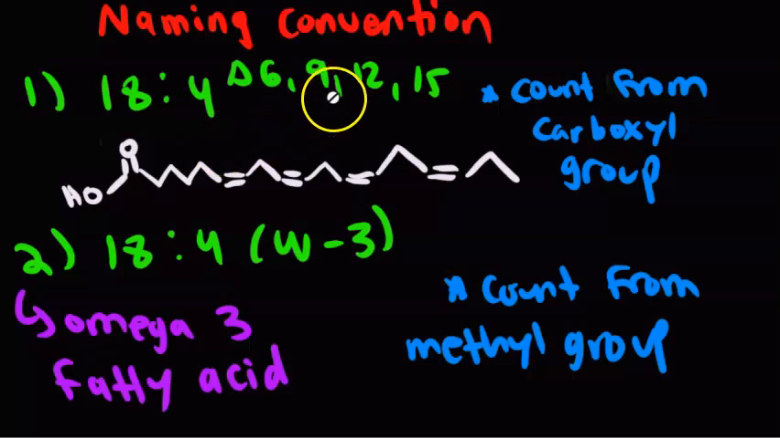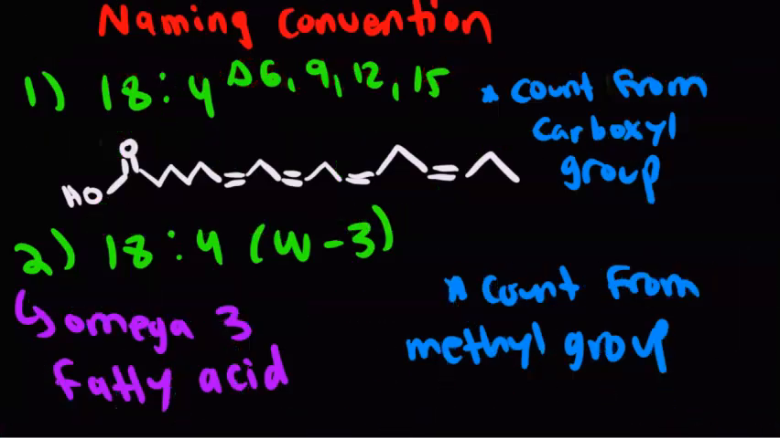Whereas in the delta convention system, we start counting from the carboxyl end, and we specify the carbons of the double bonds from the carboxyl group. Whereas here, we count from the methyl group.